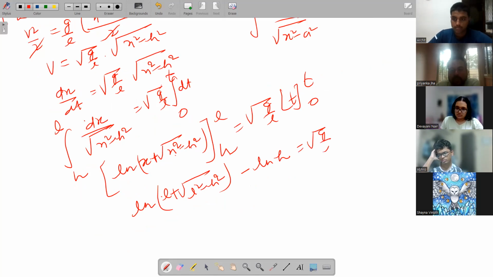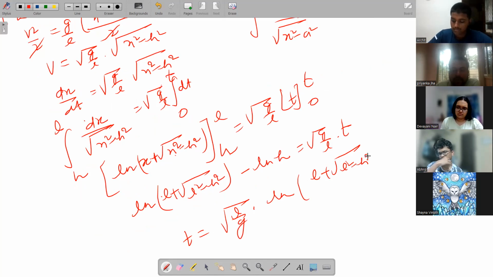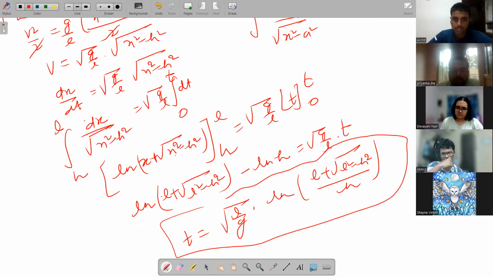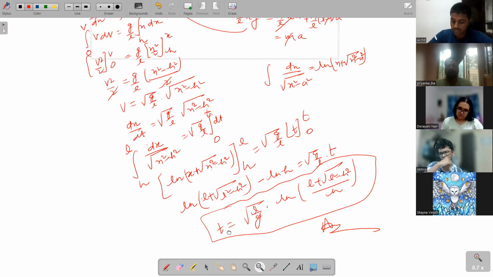So this is under root g by L into t. So from here you can see the total time taken to slip completely, this will come to this side, and this is ln a minus ln b, so ln a by b. So this is L plus under root L square minus h square upon h. So this is your answer. Understood? Note it down.